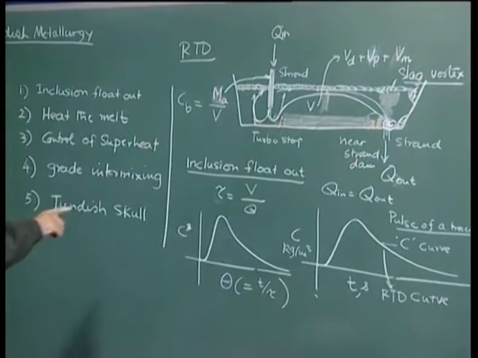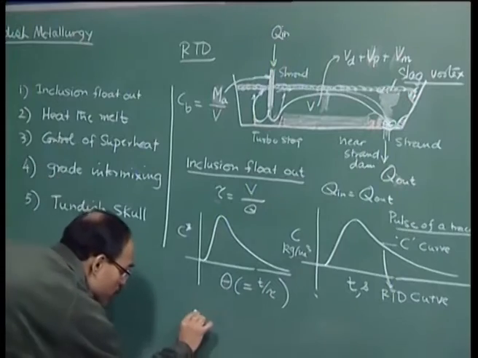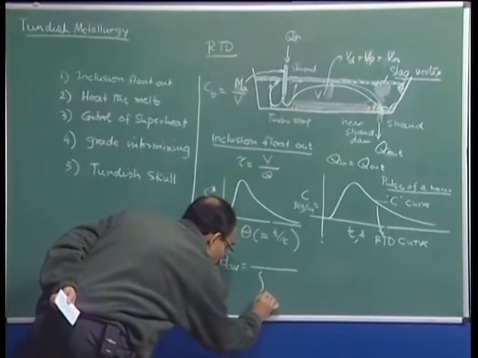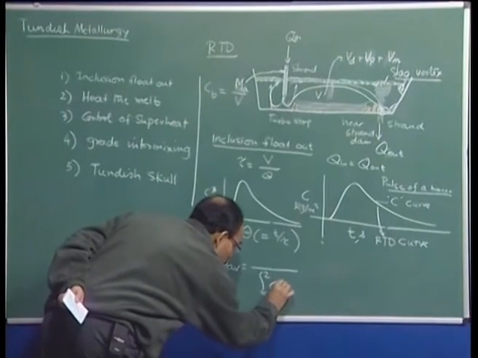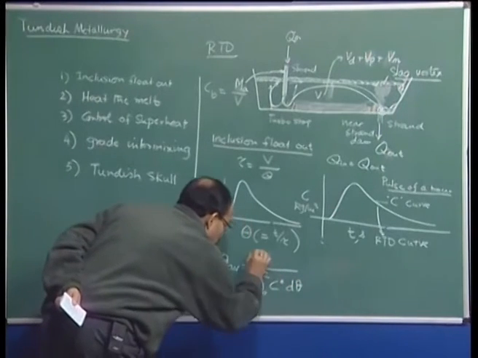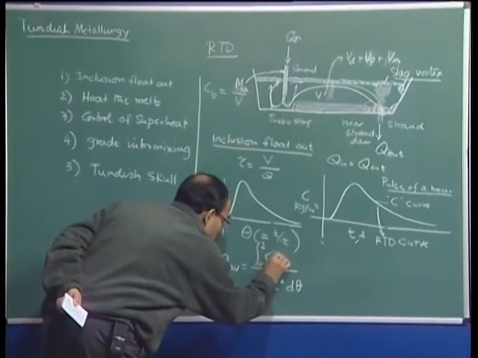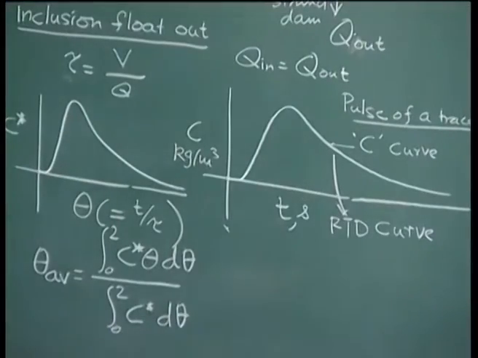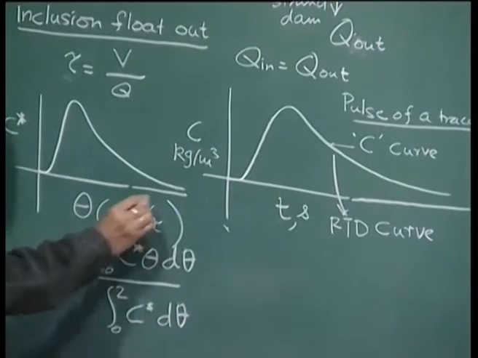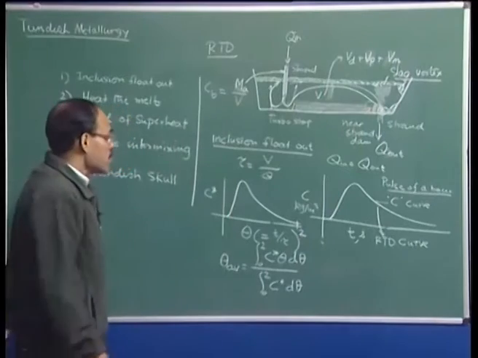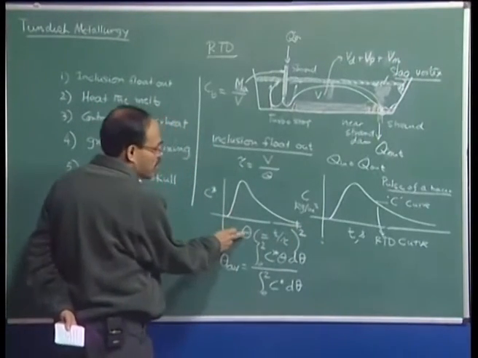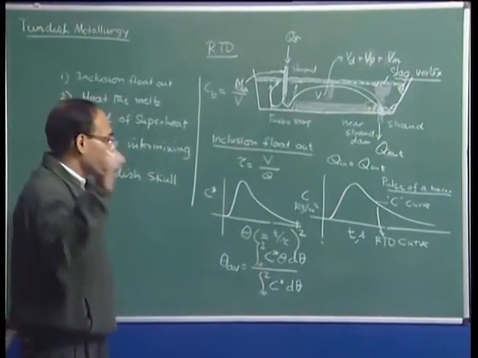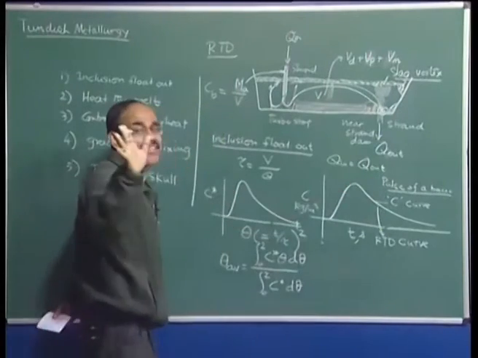On the basis of this curve, we can define what is known as a mean residence time, theta average, which is the integral from 0 to 2 of C star theta d theta. So, you have to integrate the curve. The limit is 2, because it is believed that beyond non-dimensional time equal to 2, the material does not flow out of the tundish. It takes an immensely longer amount of time, so the integration from 2 to infinity really does not matter.